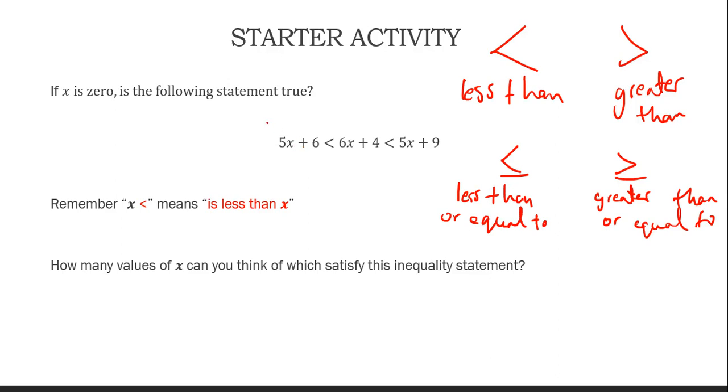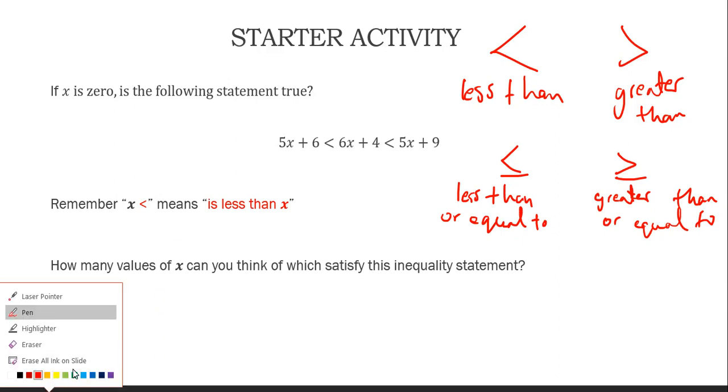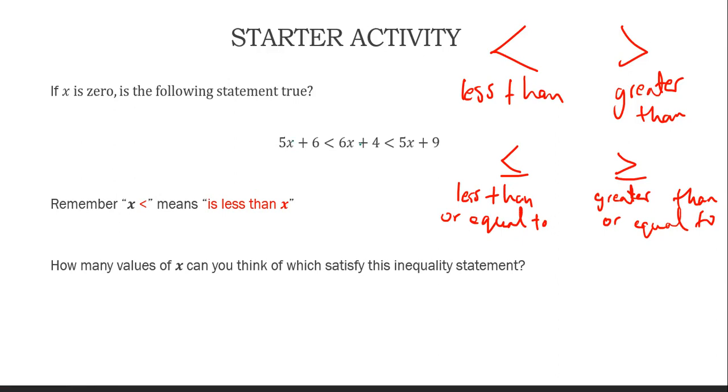So let's solve this. What can we do to figure out what these values are? If x equals 0, will these make sense? All you've got to do is change x to 0 in all of these and then solve it. We'll use another color so it doesn't get too confusing. So it's going to be 5 times 0 plus 6, which is less than 6 times 0 plus 4, which is less than 5 times 0 plus 9.